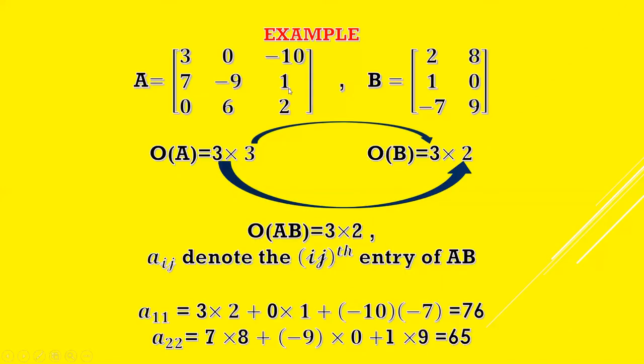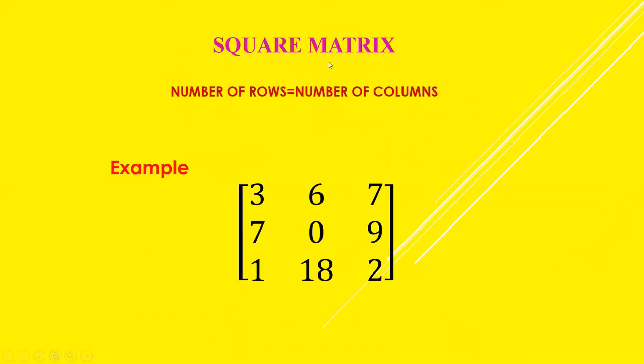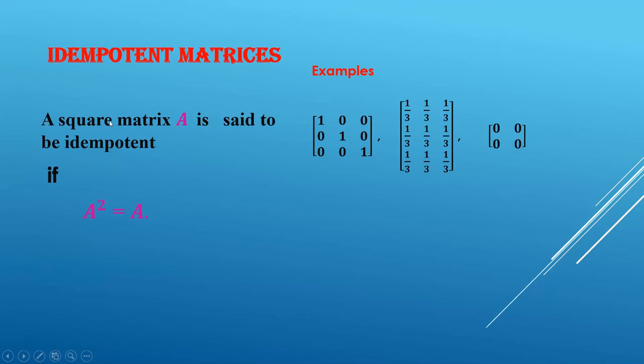And there are special types of matrices. One is the square matrix. If the number of rows is equal to the number of columns, it is called a square matrix. Then the idempotent matrix. A square matrix A is said to be idempotent if A square is equal to A, that is A into A. If you find A into A and get A, then it is called an idempotent matrix.